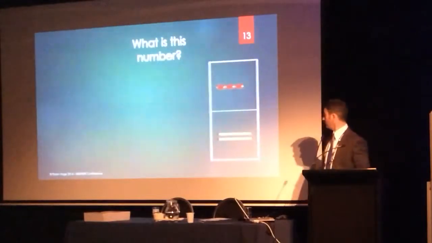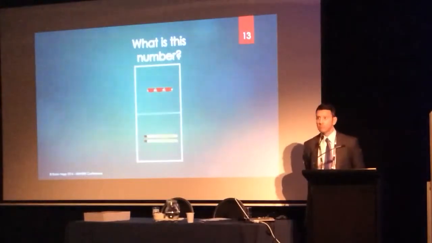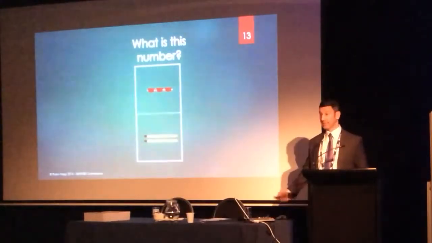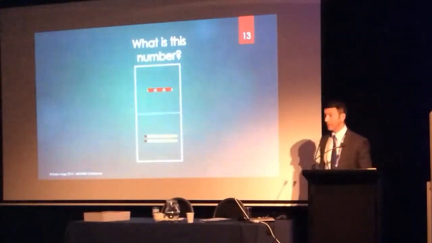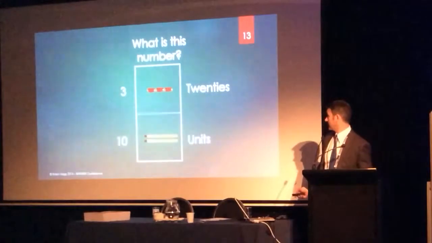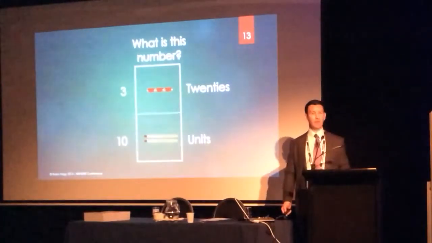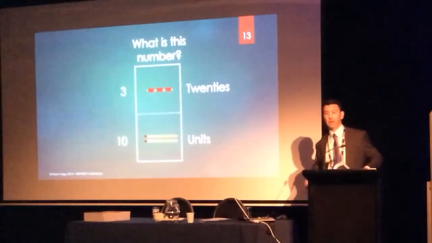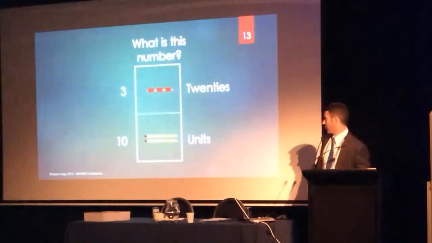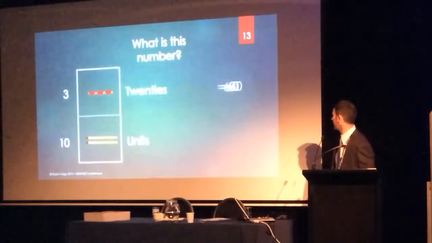So, what's this number? Okay, yeah, you're right. I would probably call it 60-10. Yeah, 3 twenties, 60, and 10 units. Now, obviously that's 70 in base 10. Typically in bases you'd call it something like that. Cool, so there we go.